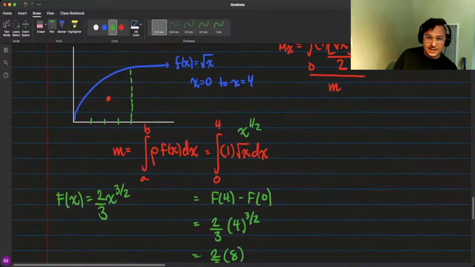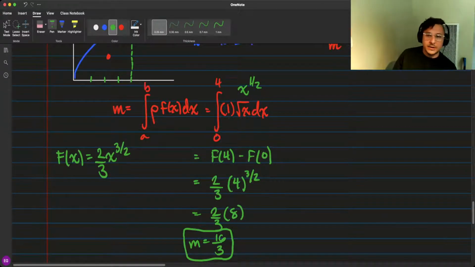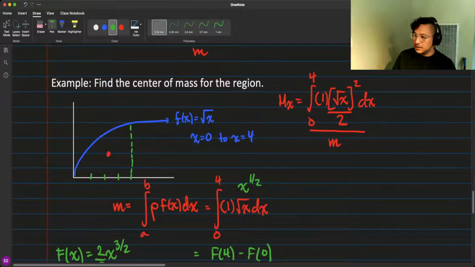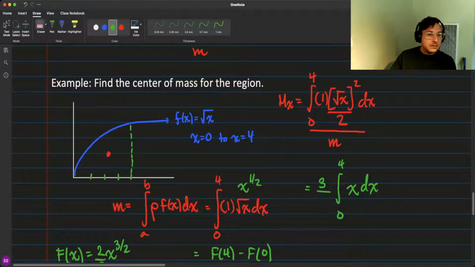Why do we need that? Because when we go back up here to calculate the x moment, we're going to need that number. When I calculate my x moment, this m is going to be replaced with 16/3. Dividing by 16/3 is the same thing as multiplying by 3/16. So I'm going to have 3/16 of the integral from 0 to 4 of the square root of x squared, which is just x. And I can factor out that 2, so you're going to get a 32 right here.